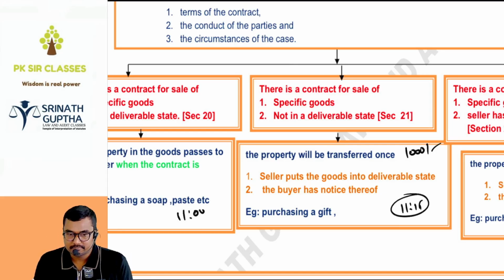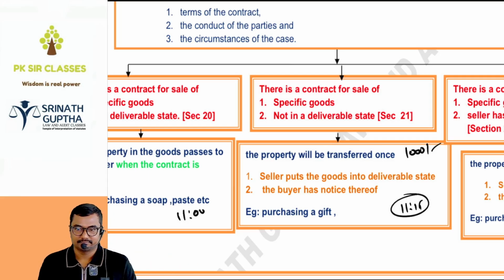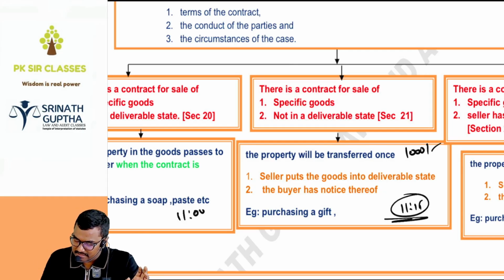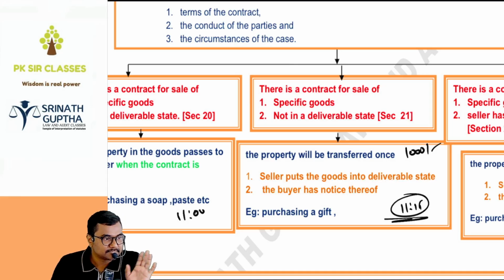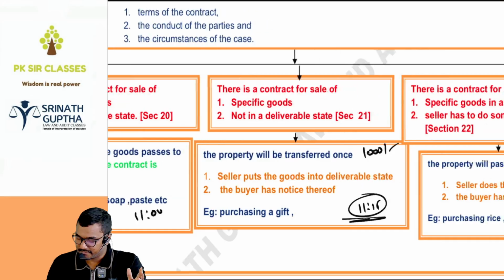When I said to Rajini, your article is ready for delivery, ownership will be transferred at 11:15. So ownership will be transferred when the seller puts the goods into deliverable state, packing is done, and the buyer has the notice. Then ownership will be transferred.